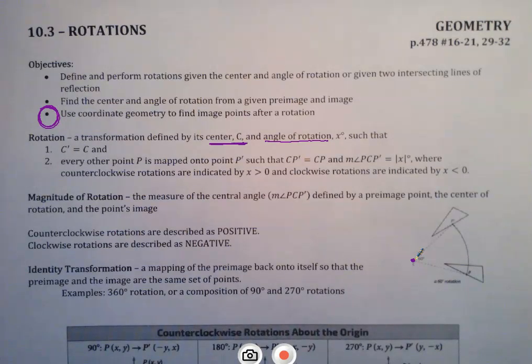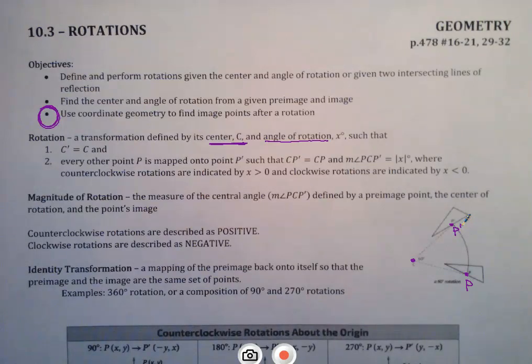Then part 2 of this is every point P is mapped onto point P prime. So if this was P, they have these 2 points here. They map the same distance. It's still that 60 degrees. If this is P and this is P prime, they're mapped 60 degrees. If our center and we're doing a 60 degree rotation, they're 60 degrees away from each other.